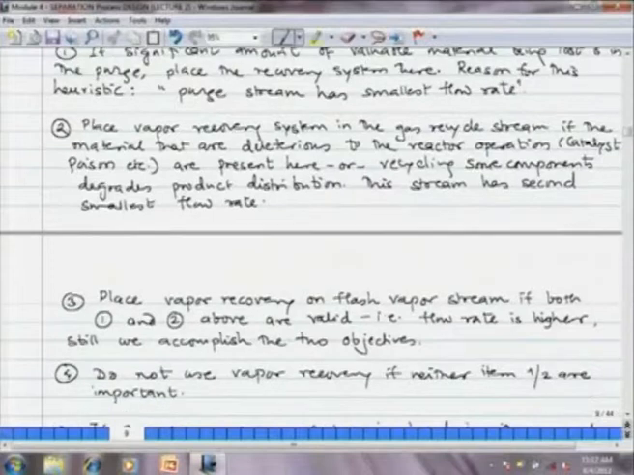One goes to gas recycle, another goes to purge, and the purge stream is always smaller. So, when you place your vapor recovery system in the purge stream, the size will be smaller, because the purge stream has the smallest vapor flow rate. Secondly, place the vapor recovery system in the gas recycle stream if materials that are deleterious to the reactor operation are present, or if recycling some components degrades the product distribution.